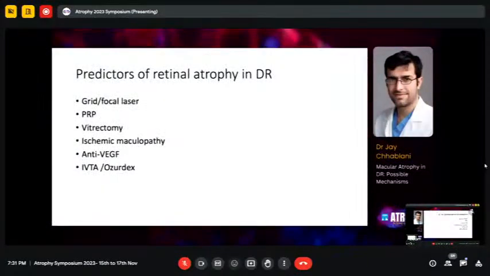So what are the overall predictors for retinal atrophy in diabetic retinopathy? We understand that patients undergoing laser, including grid, focal or PRP, can have retinal atrophic changes due to inner retinal changes. And we see these changes even after vitrectomy as well as ischemic maculopathy. And there is some evidence coming along that after intravitreal anti-VEGF therapy as well as steroids, there could be retinal atrophy in these eyes with diabetic retinopathy.